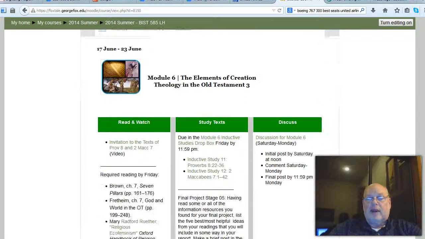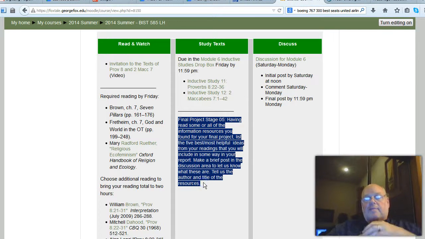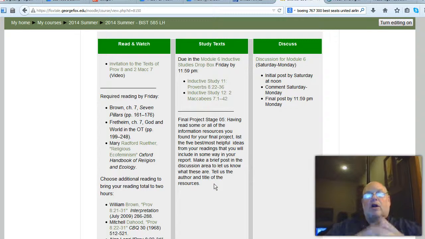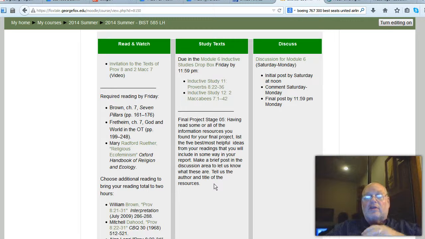Let me see, moving back up here then. We're going to study these texts and put them in the Dropbox. And then you're going to do some work related to your final project. Last week you started finding some information resources, some articles and some books, and started to get those flowing your direction. Hopefully you've gotten your hands on them and you've started to read some of them now.